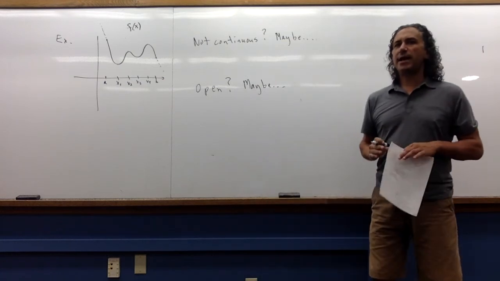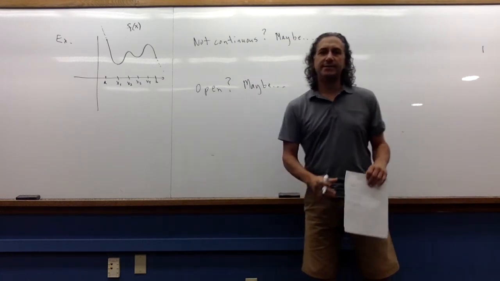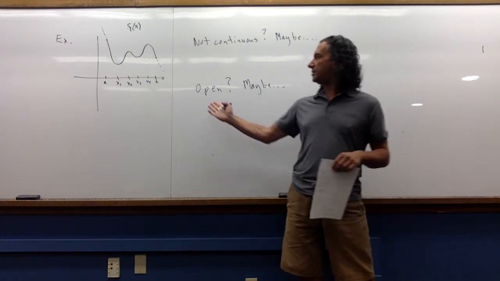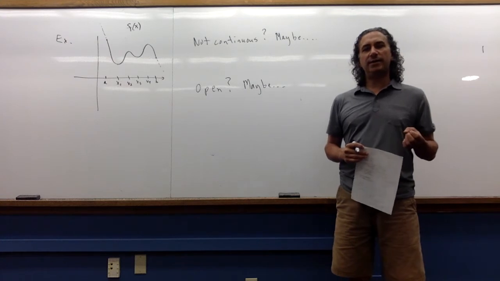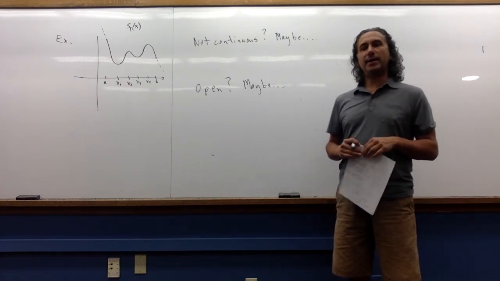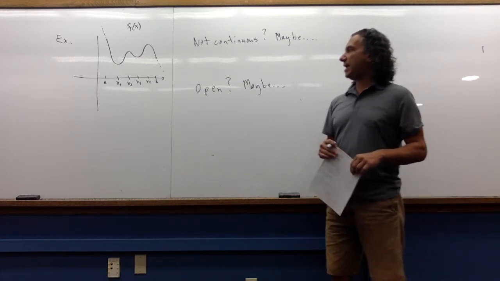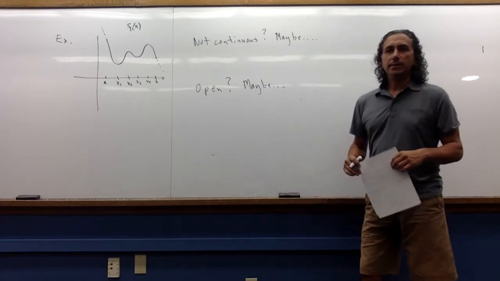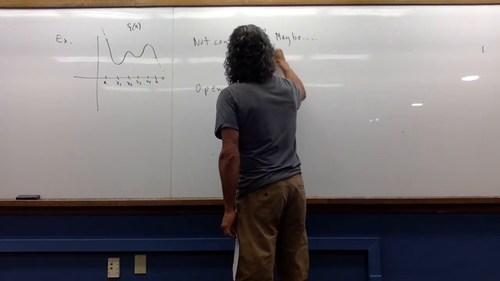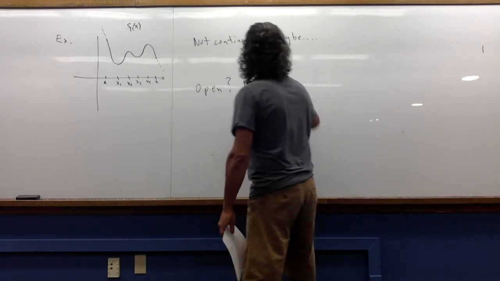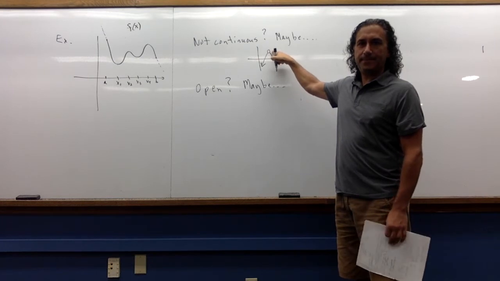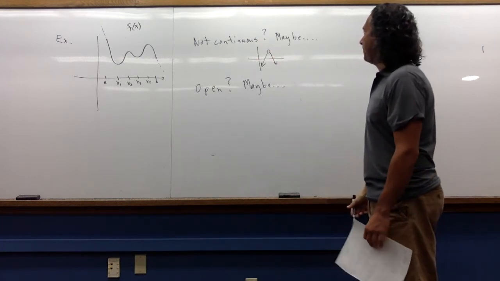So pause the video, try to come up with a function that's not continuous, that has no global max or min, and then do the same thing for a function on some open interval that is continuous. Try to come up with an example which doesn't have a global max or min. All right, hopefully you paused the video. Not continuous. How about this guy? I feel like we saw this in a previous lecture. This guy does not have a maximum. It's not continuous, does not have a maximum.